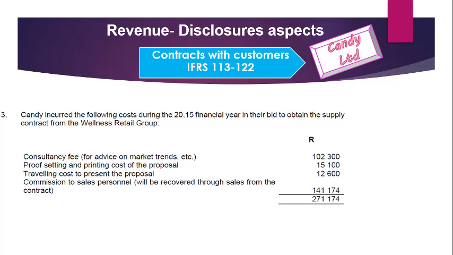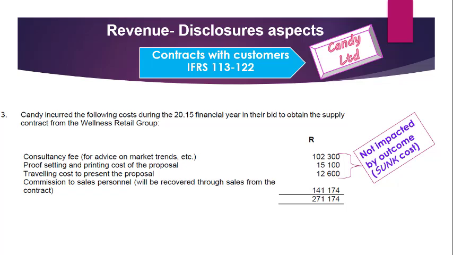These are then the costs incurred to obtain the contract. Looking at these costs, you will see there is consultancy fees to get some market information. Then Candy incurred some costs to set and print out the proposal, and then travel costs to go and present the proposal. So up to this point, Candy has incurred these costs, but there is a 50-50 chance of getting the supplier and not getting the supplier. Then these are sunk costs. They are costs that will not be recovered and will be lost whether the contract is procured or not.